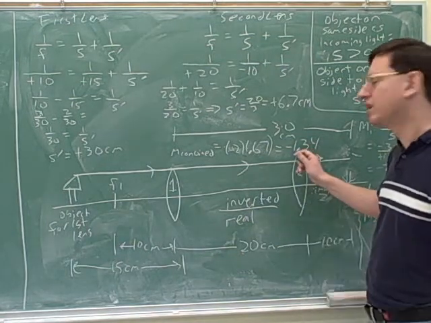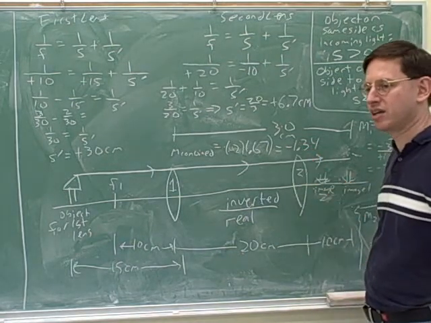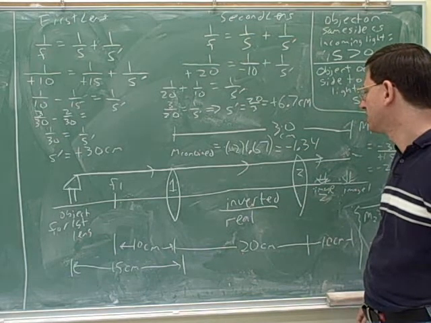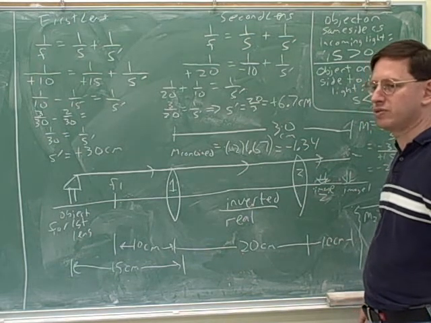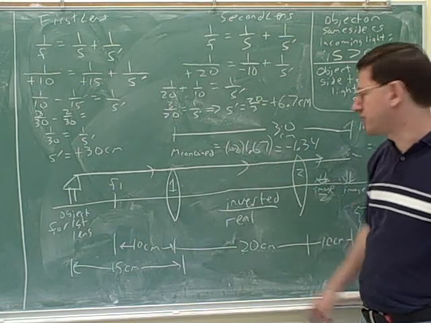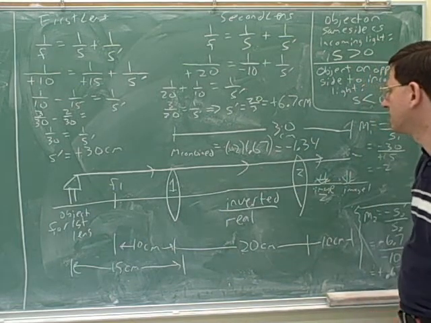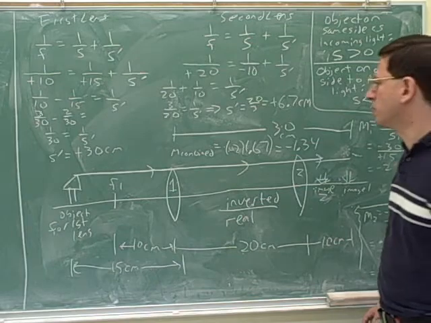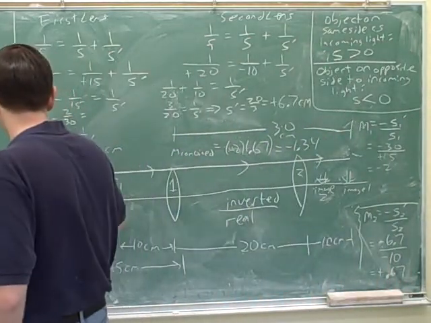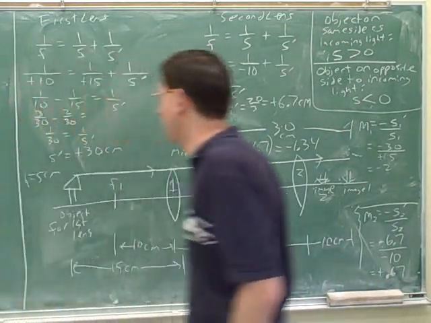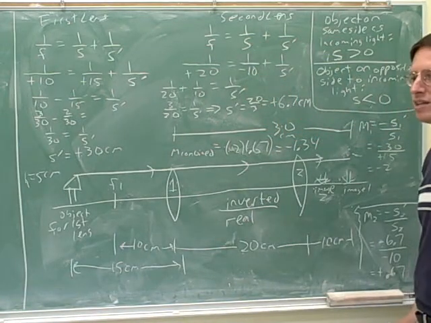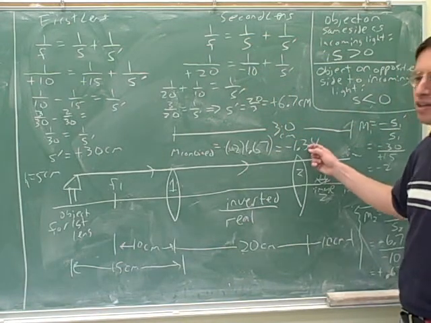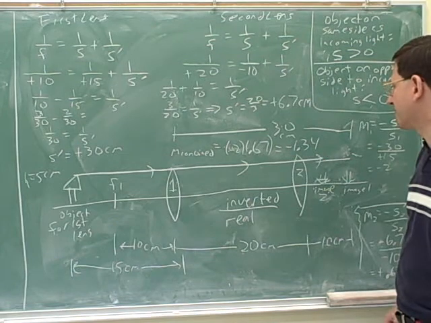So how do we interpret this? How do we interpret the sign? That shows us that the final image is inverted compared to the original object. And compared to the original object, the image was magnified by a factor of 1.34. That's right. So if the original object had a height of 5 centimeters, what's the height of the final image? How would you calculate that? 5 times 1.34. That's right, you just multiply it by that factor.